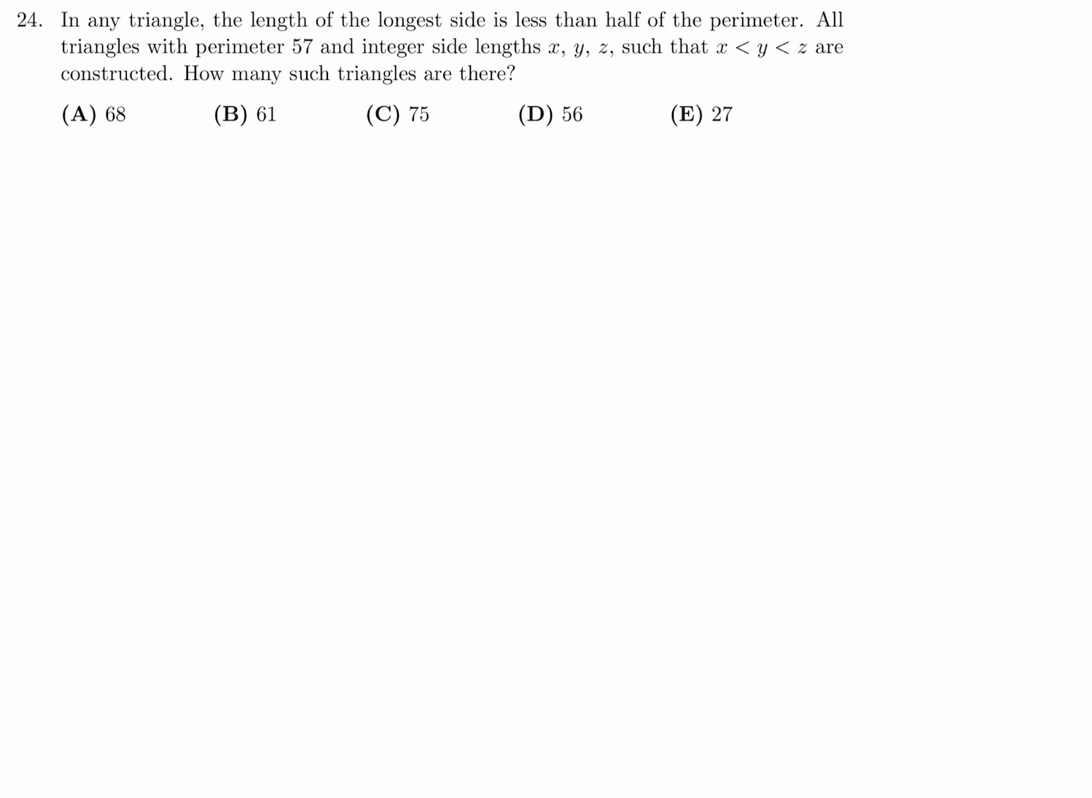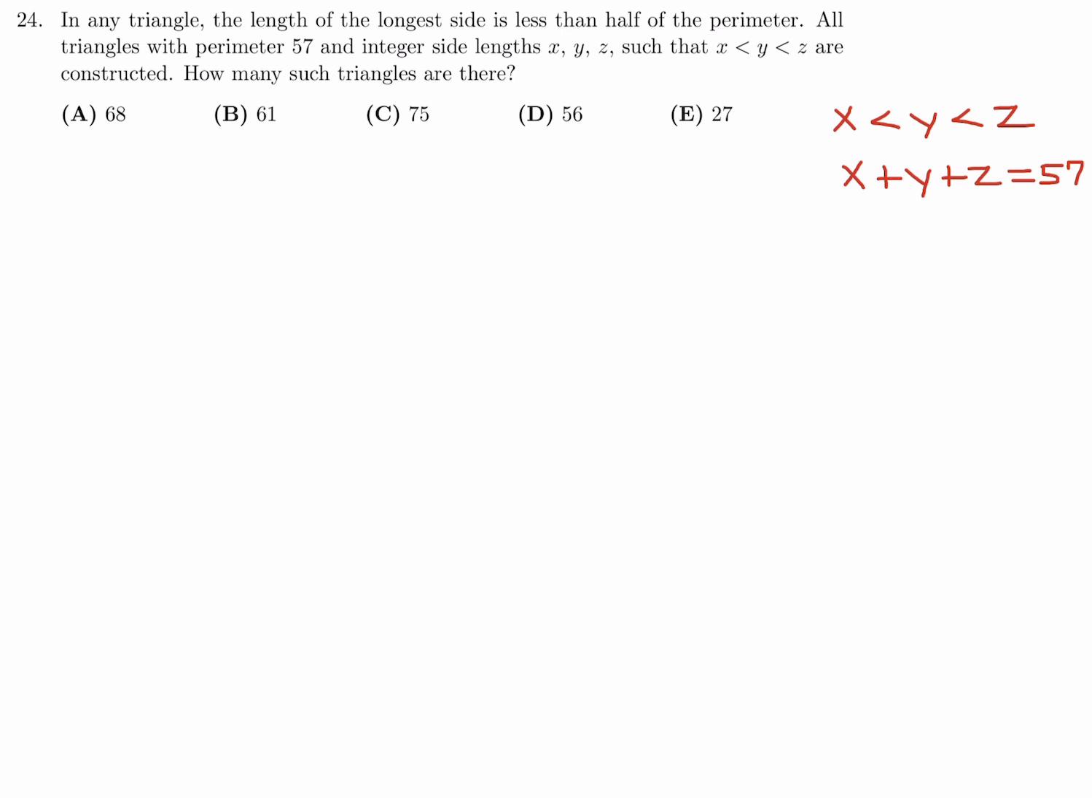We have a few rules to follow. I'll put those rules here on the side. The first thing, of course, very important, is that these sides are in this kind of relationship. x is less than y, y is less than z. And then the perimeter, of course, the sum of those, is 57.